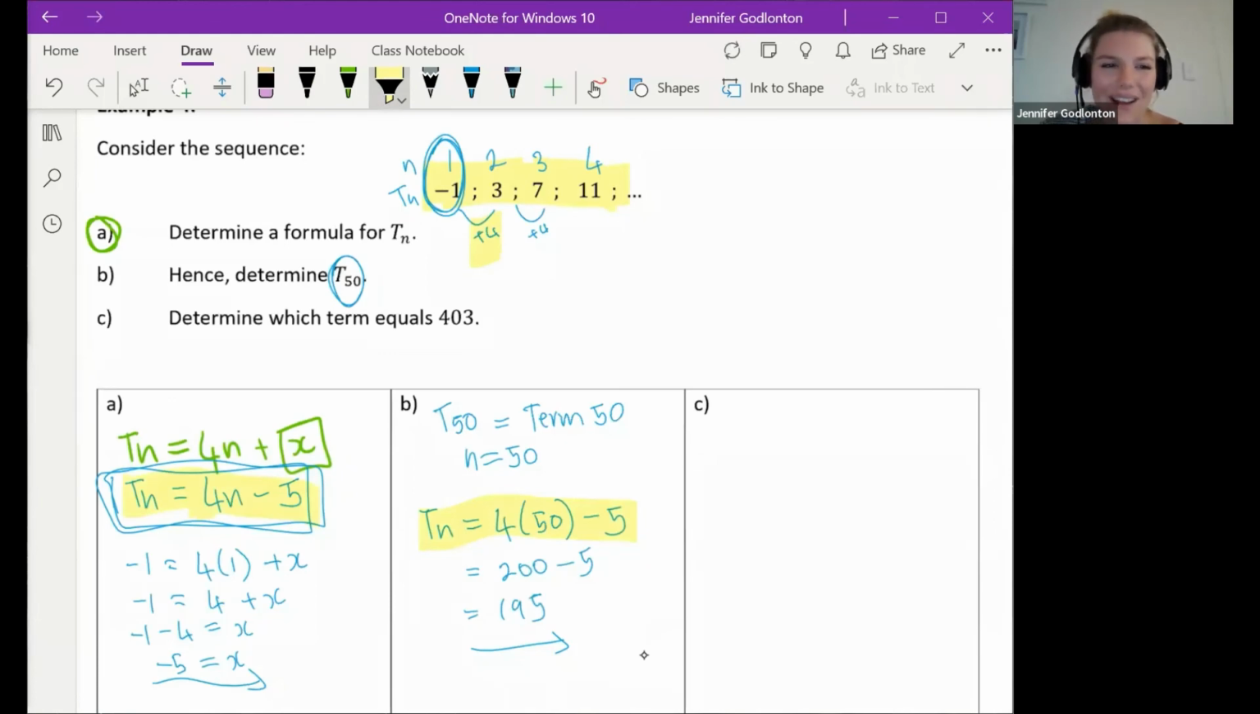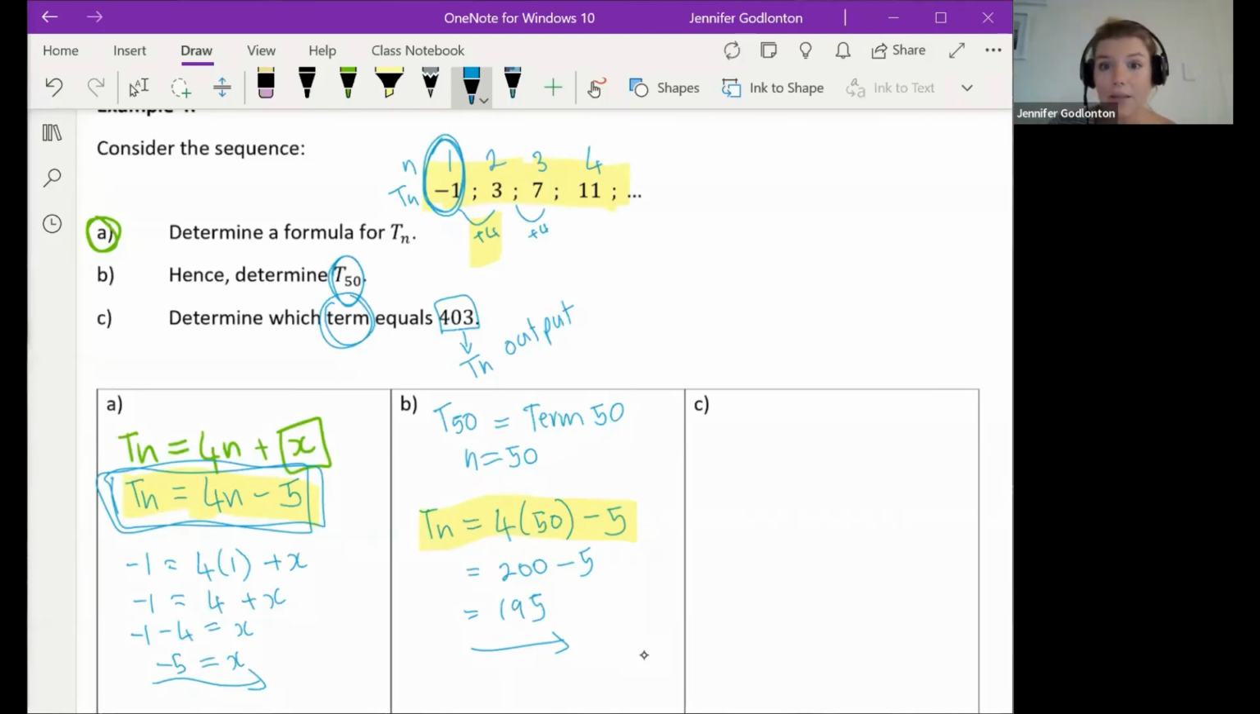Okay, I'm going to go through the last one and then I'm going to leave you in the very capable hands of Eric and he'll be able to answer some questions for anyone who's feeling confused. So don't panic. We're not going to leave you hanging. Last one, determine which term equals 403. So this 403 is our Tn. That is our output. And we want to know which term, so which input would be equal to that.